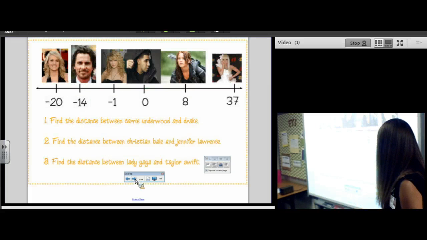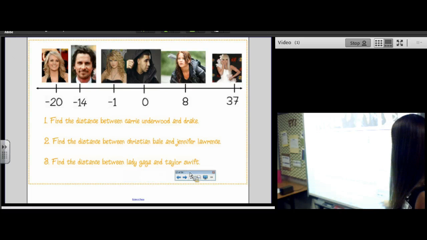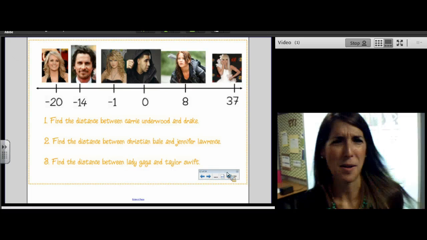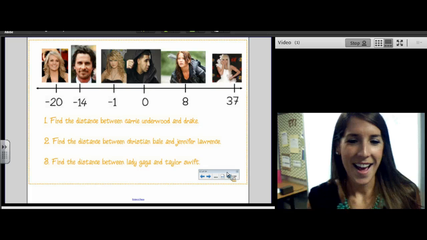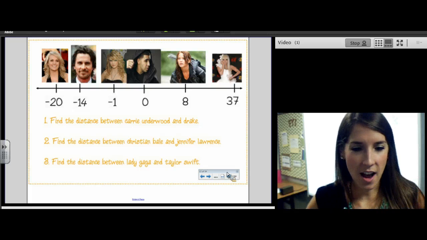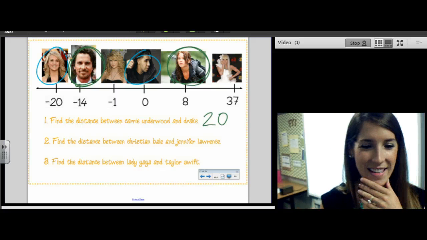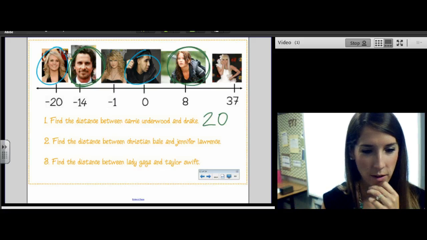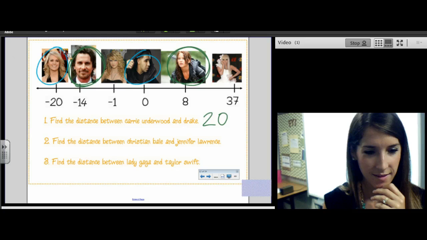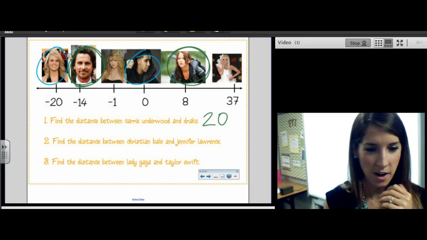All right. We have some popular people up here. It might be old. Sorry if they're old. Let's find the distance between Carrie Underwood and Drake. Good. Find the distance between Christian Bale and Jennifer Lawrence. What do y'all think?